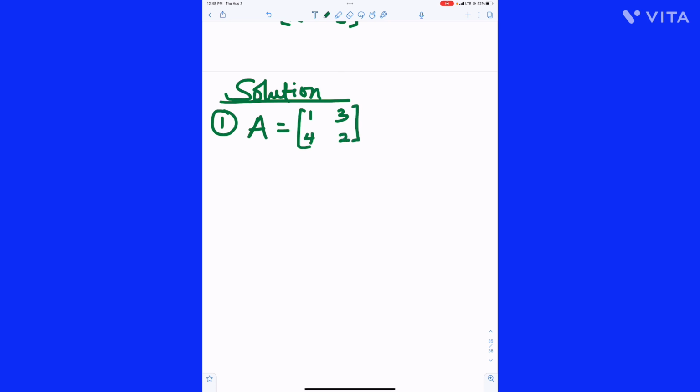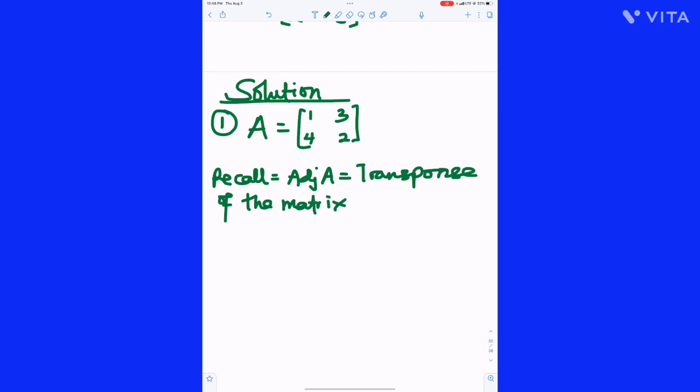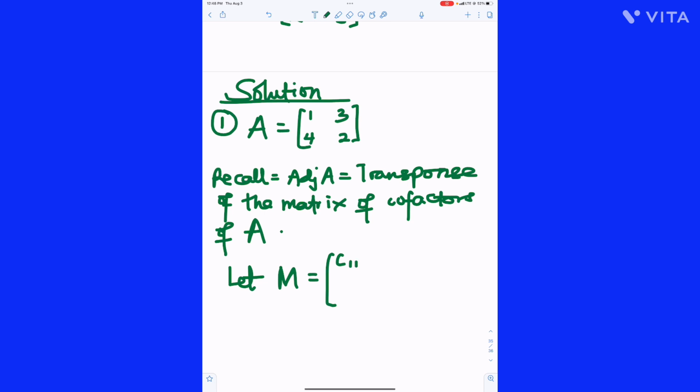We do the same thing. First, recall that the adjoint of A is equal to the transpose of the matrix of cofactors of A. So let M be the matrix of cofactors of A. The matrix M will contain the cofactor of these elements and all of these too.